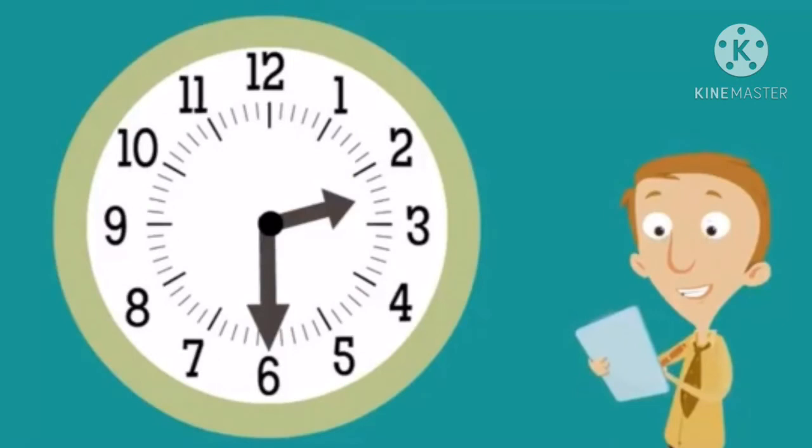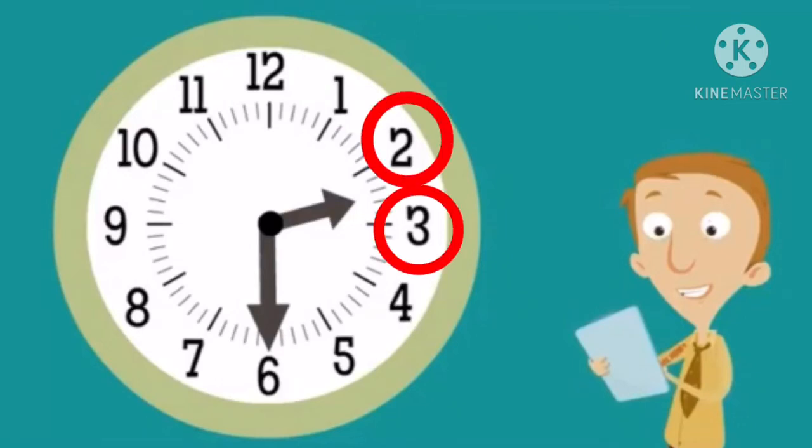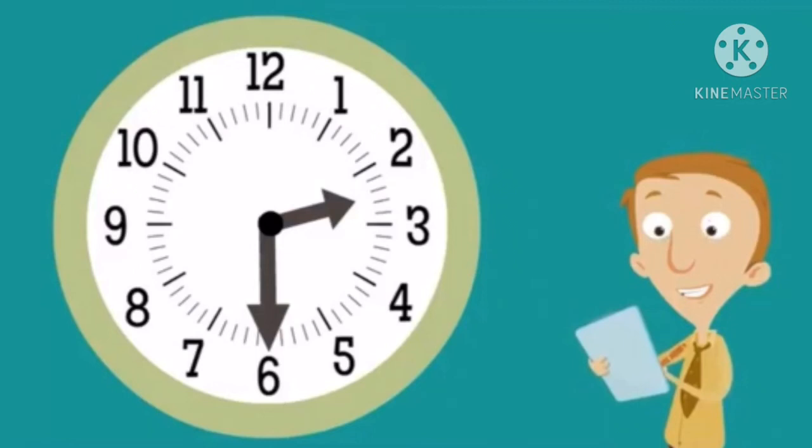What time is this clock showing us? When the minute hand points to 12 and the hour hand points to 3, we say it's 3 o'clock. But when the minute hand gets to number 6, then we say half past. You can see the minute hand is pointing to number 6 and the hour hand is pointing between number 2 and number 3. When the hour hand is between two numbers, the hour is the earlier number, so the hour is 2.